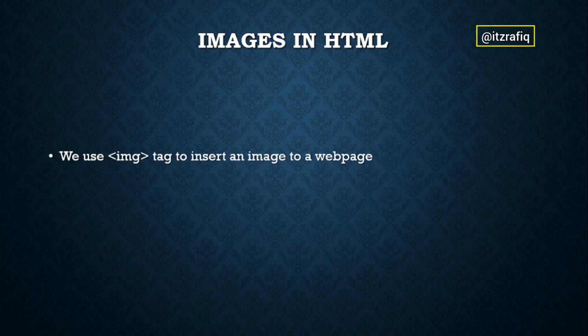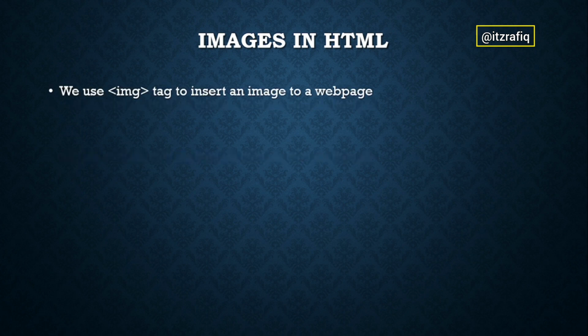Images in HTML. We use the img tag to insert an image into our web page. It is an empty tag. Images are very useful. If you are reading a book without any image, then it will be difficult for you to relate to the book or to that particular story. But if we add images, then it will be much more interesting, and the reader can relate to that story.